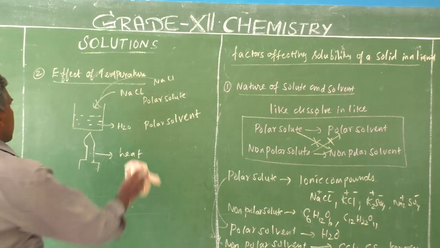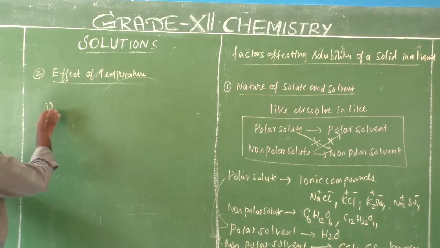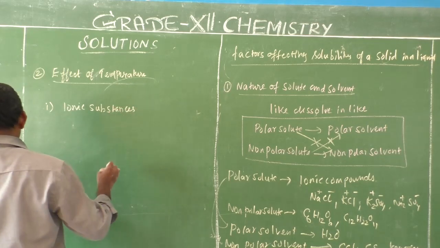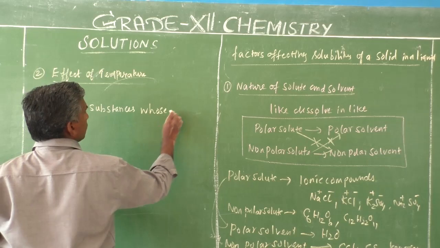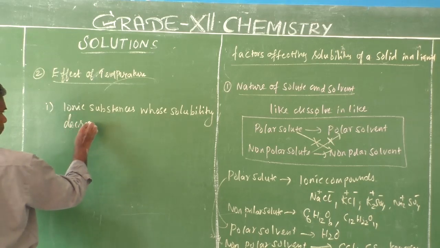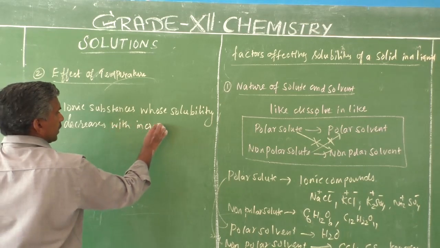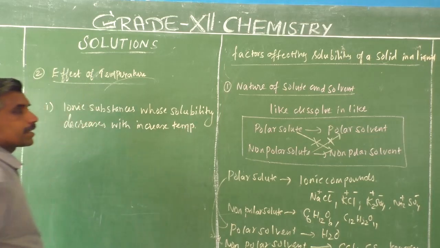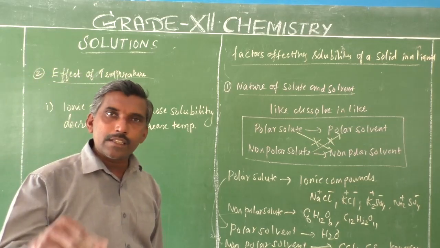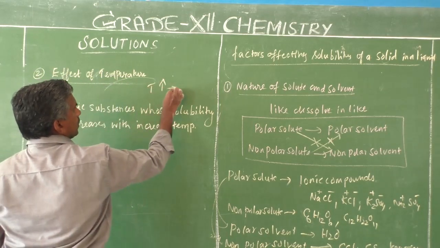Okay. Now you will see the three categories of the effect of temperature. First category, ionic substances, very important, whose solubility decreases with increased temperature. Generally, as temperature increases, solubility increases, but there are some exceptions. Here, temperature increasing, solubility decreasing.